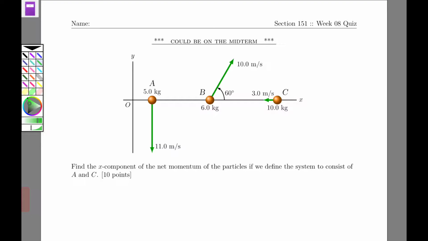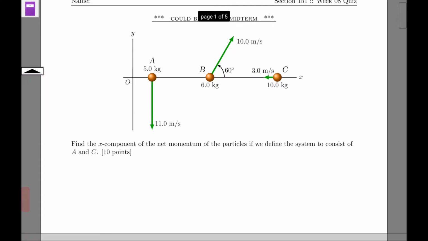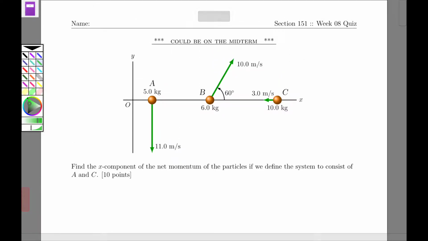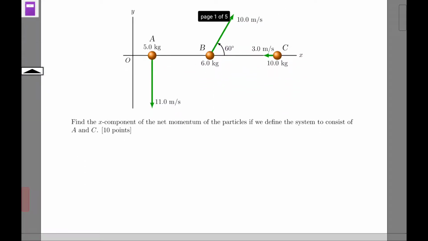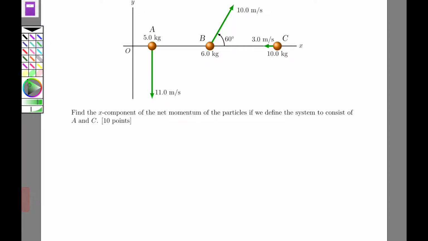So this week 8 quiz is about momentum, and I'm going to do all 5 quizzes. It's really quick. I'll go by numerical order by the sections. So this is section 151, which is my last recitation for some reason. The first one is 152, but that's neither here nor there.